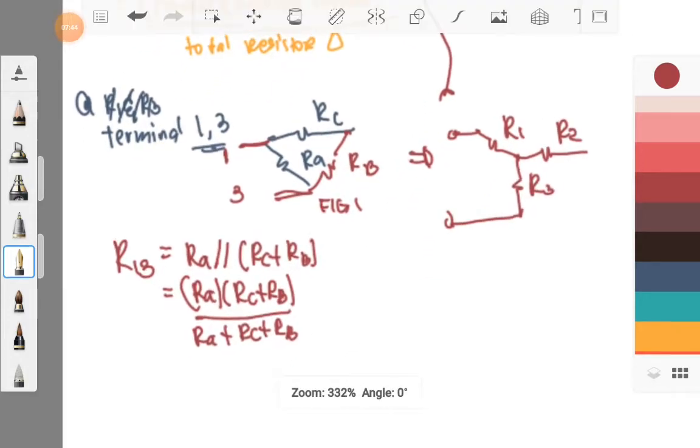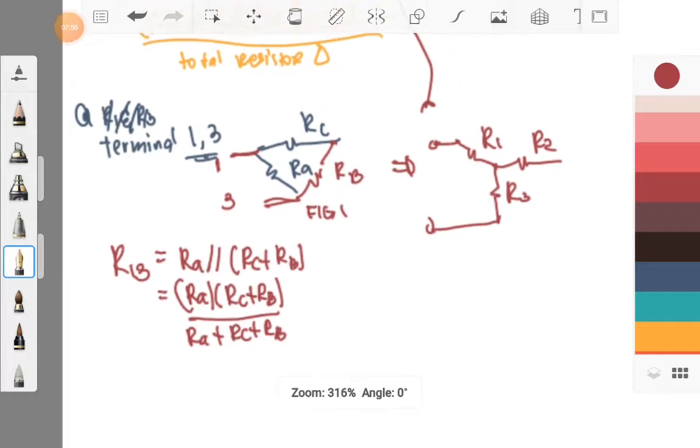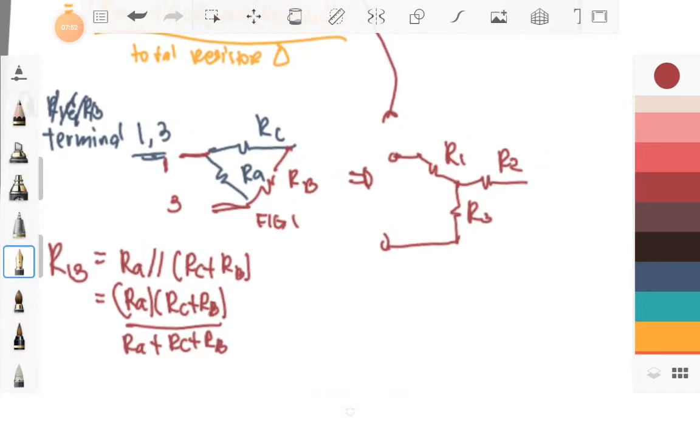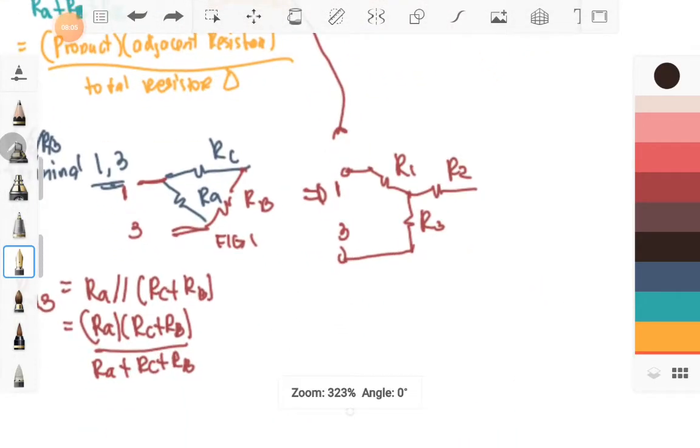Okay, so we have RA multiplied by RC plus RB divided by the total RA plus RC plus RB. Next is that we will get the total terminal R13 at the equation or at your Y connection, na kukunin daw natin. Yan. Ito. And so, we have R13.